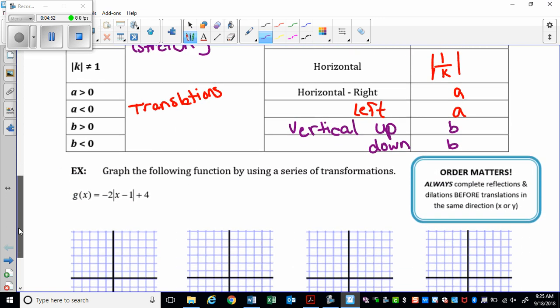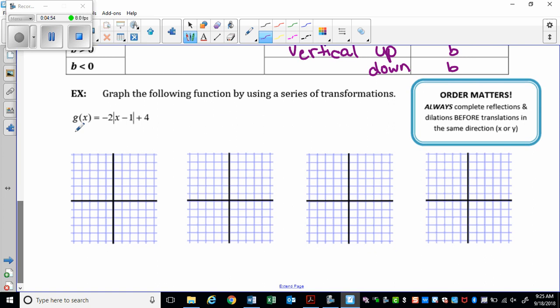All right, let's look at this. We're just going to graph them based on the transformations. So we just need to know the parent function, the absolute value of x. This is going to look like this. It's a v, something like that. 1, 1, 2, 2, 3, 3, 4, 4.